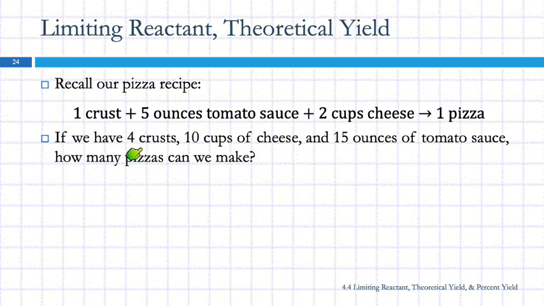Well, you say, well, 4 crusts, I could make 4 pizzas. That one's easy, right? 10 cups of cheese. Well, I need 2 for each pizza, so I could make 5 pizzas from that, right? And 15 ounces of sauce. This one involves a little more thinking. 5 ounces for each. 15 divided by 5 is 3, so that'll only make 3 pizzas. I'm going to run out of sauce, right, when I get to 3 pizzas. This is the same thought process that we're going to go through for limiting reactant problems.